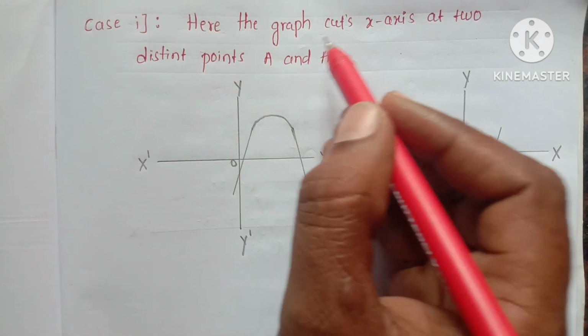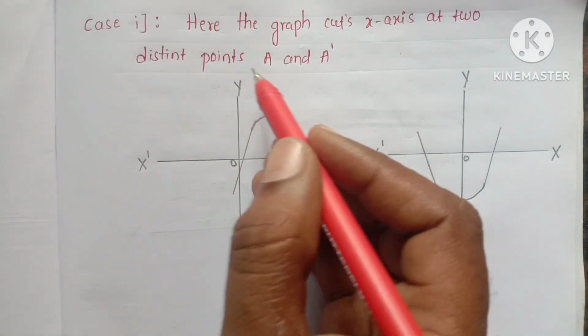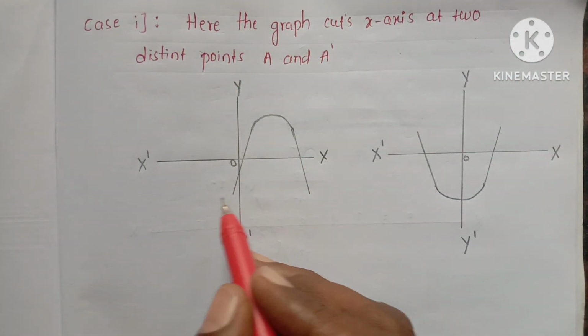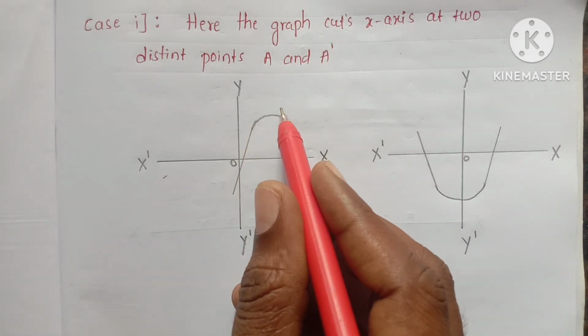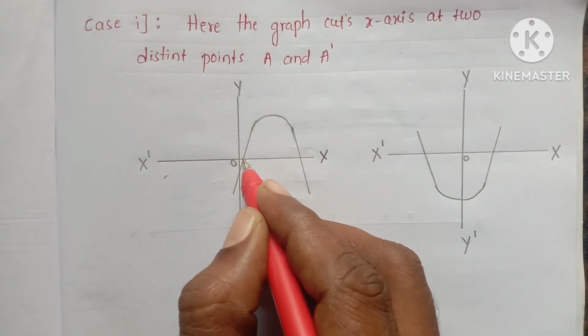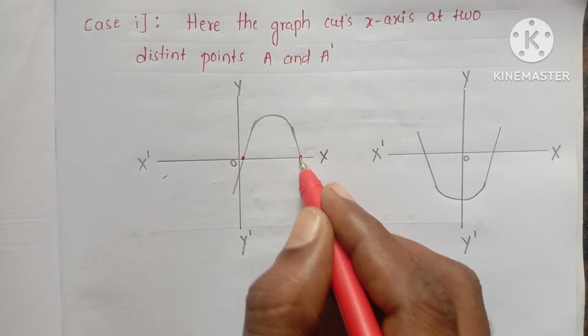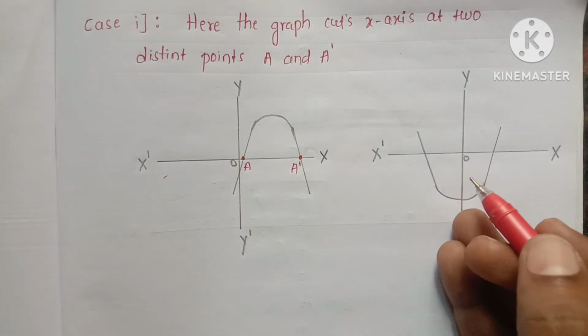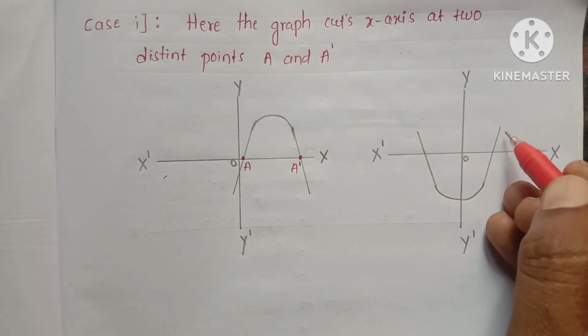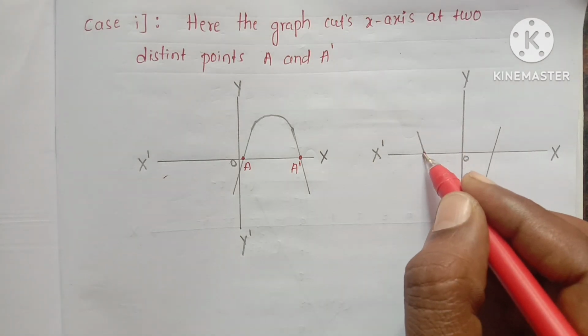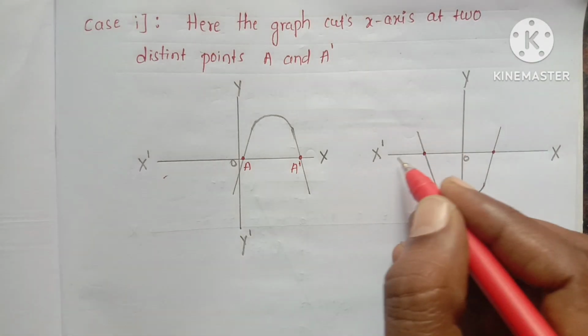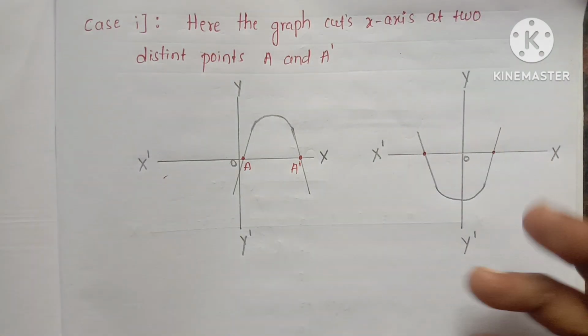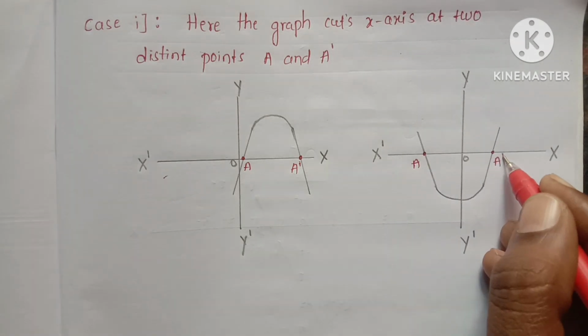Now I will take case 1. Here the graph cuts the x-axis at two distinct points, A and A dash. Observe here, this parabola is in a downward direction. Here the x-axis crosses this parabola at two points, A and A dash. Here also you have to observe this parabola in upward direction, but the line crosses the x-axis at two points, the first one and the second one, A and A dash.